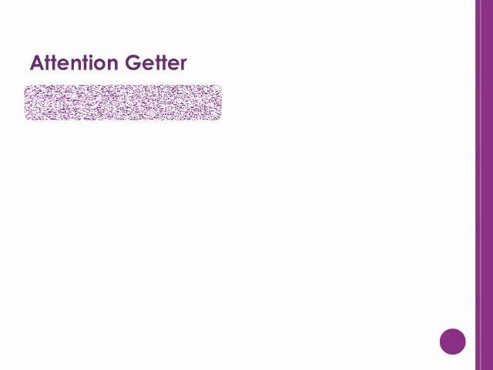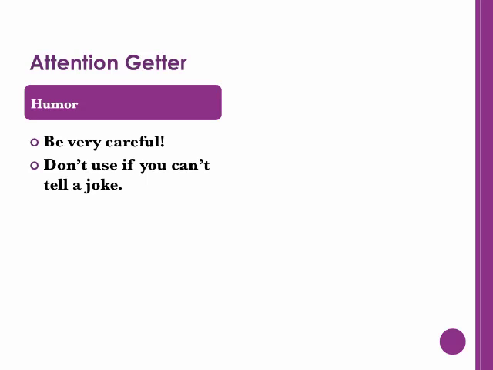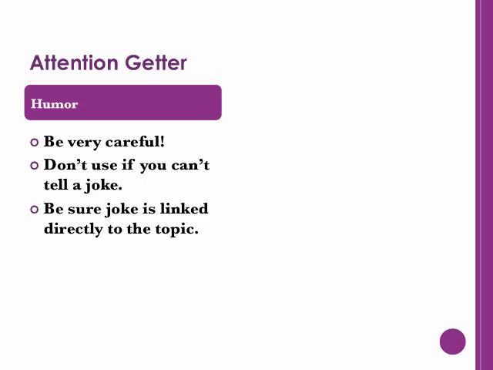The final attention-getting technique that can be used by speakers is humor. Humor can lighten the mood and establish common ground with an audience. However, speakers should be very, very careful when deciding to tell a joke to start their speech. First of all, if you don't tell jokes well to your friends, you should not try to tell one to an audience. Second, your joke should be directly linked to your topic. Third, your joke should not be offensive or off-color in the least.